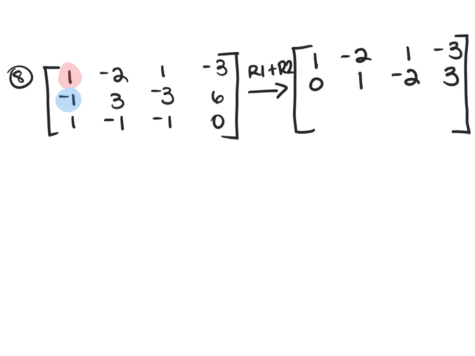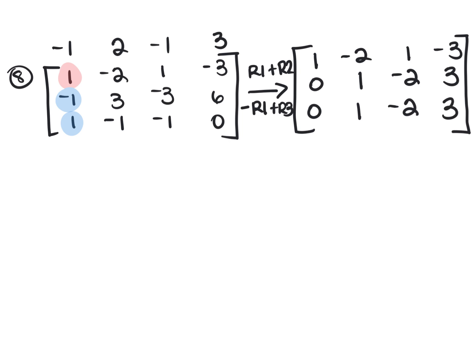So now we need to create a 0 here. So for this one, I'm going to have to multiply -1 times row 1. So that's a -1, +2, -1, +3. And then we're going to add that to row 3. So -1 plus 1 is 0. 2 plus a -1, or 2 minus 1 is 1. -1 minus 1 is -2. And 3 plus 0 is 3.